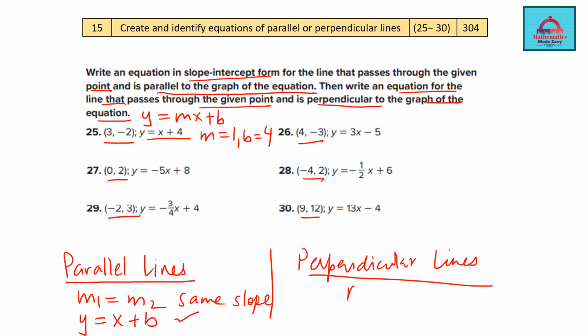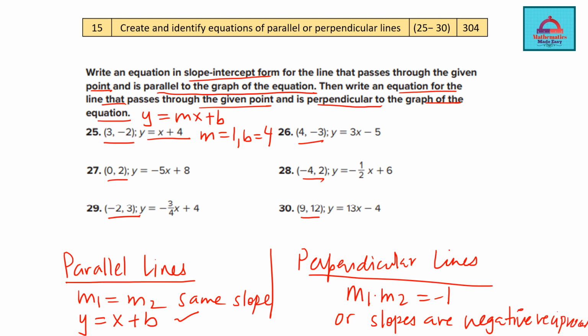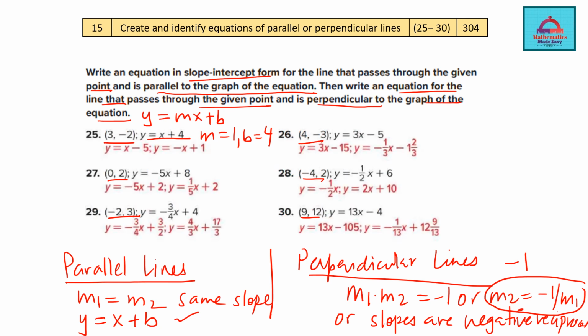Perpendicular lines means the product of slope is -1, or slopes are negative reciprocal of each other. So what is the negative reciprocal of 1? It is -1. Or you can say m2 is -1 divided by m. So here your answer would be -1 as this one. So you can check your answer and solve it accordingly.